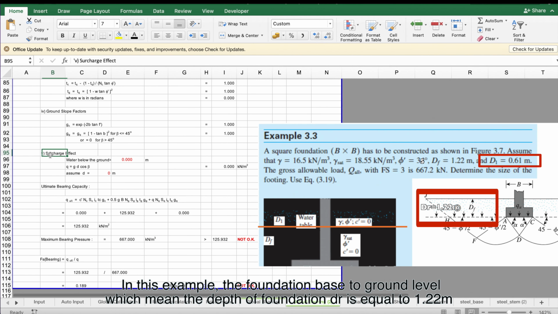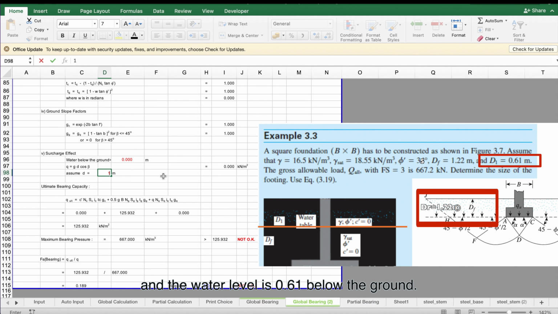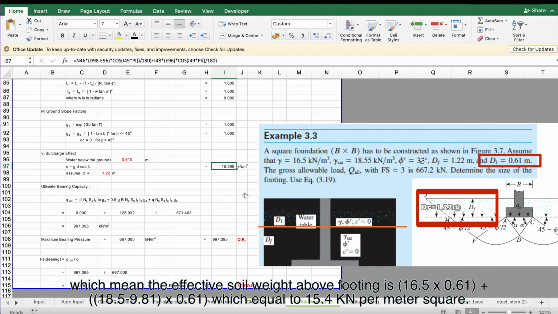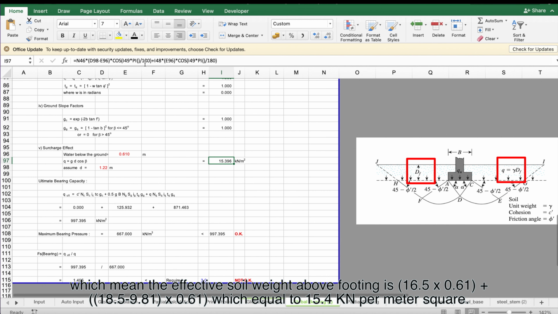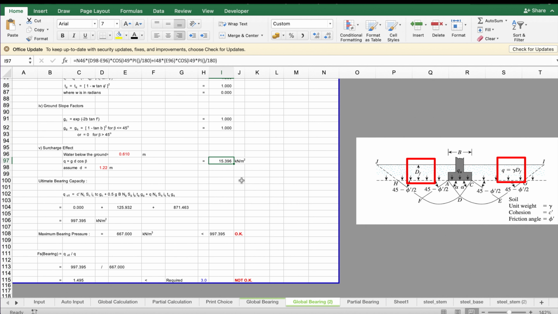In this example, the foundation base to ground level, which means the depth of foundation Df, is equal to 1.22 m, and the water level is 0.61 m below the ground. This means the effective soil weight above the footing is 16.5 times 0.61 plus 18.5 minus 9.81 times 0.61, which equals 15.4 kN per meter square.